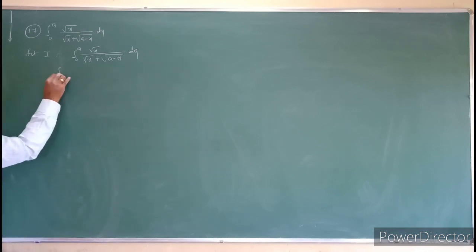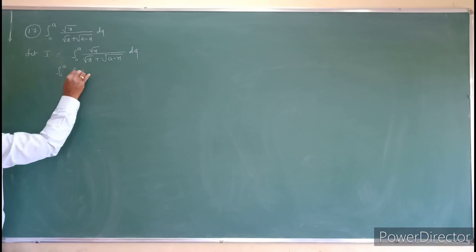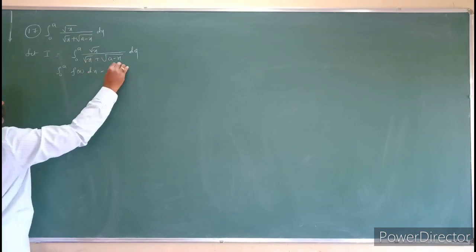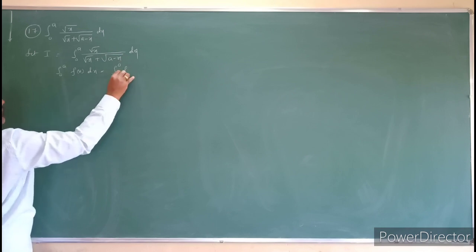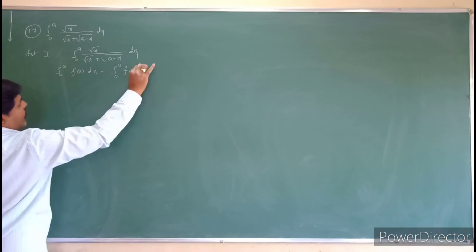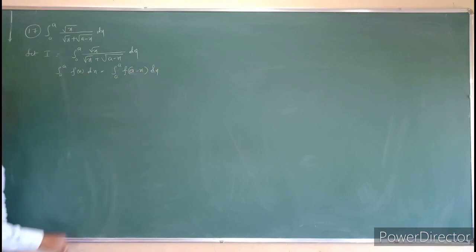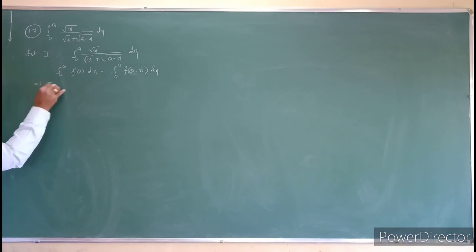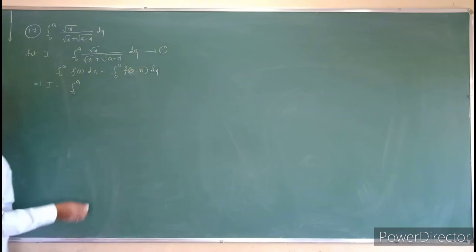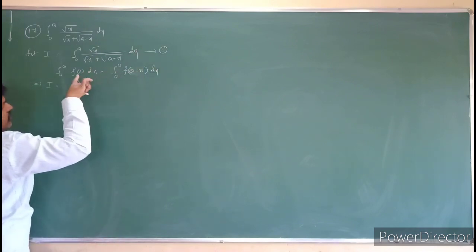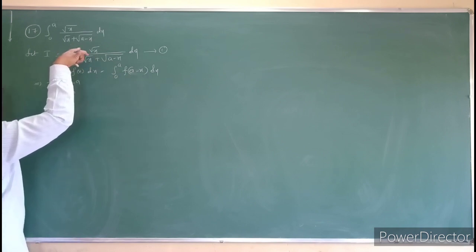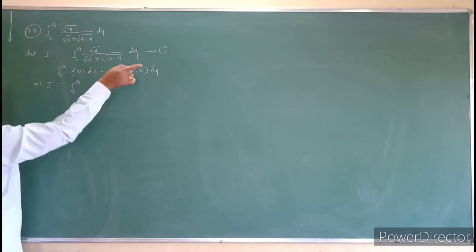So I am going to use the same formula: the integral from 0 to a of f of x into dx can be written as the integral from 0 to a of f of a minus x into dx. So what happens? That implies I is equal to the integral from 0 to a. I will take this as equation number 1. So in the place of x, you have to write a minus x. What is the a value? The a value is a. So in the place of x, you can replace a minus x.